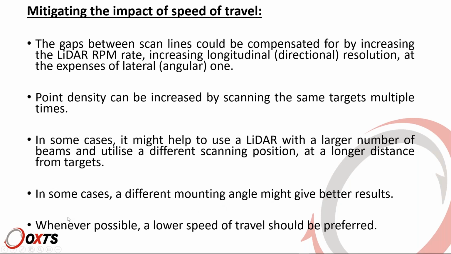It has to be kept in mind, though, that whenever possible, lower speed should be preferred. Obviously, this is not always possible. But because, as we mentioned, all the factors will be correlated, you can use a lower speed to mitigate the impact of other factors that you cannot do anything about, such as, for example, distance to target, which is another thing that will reduce the point density. So if at least you can act on one of them, you reduce the impact on your point cloud.